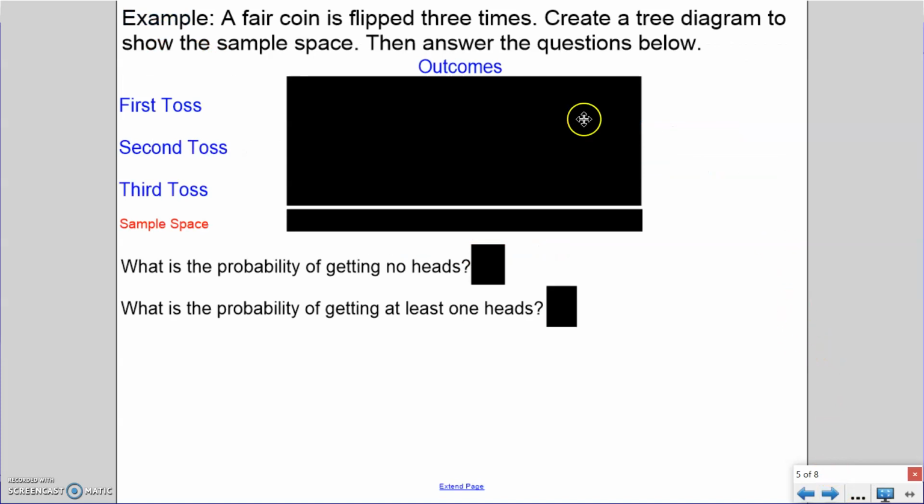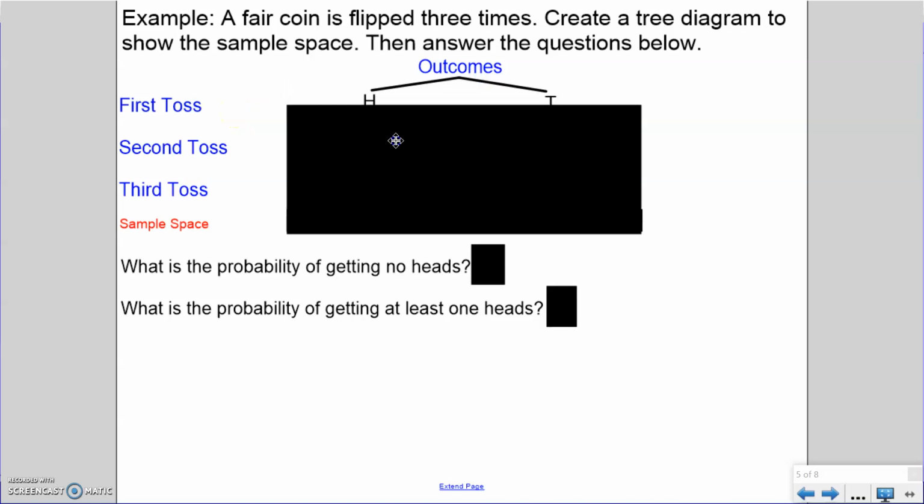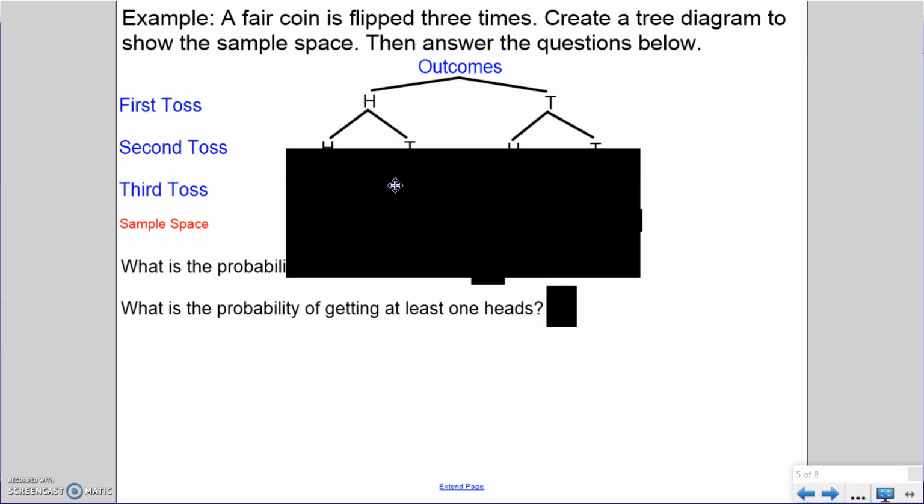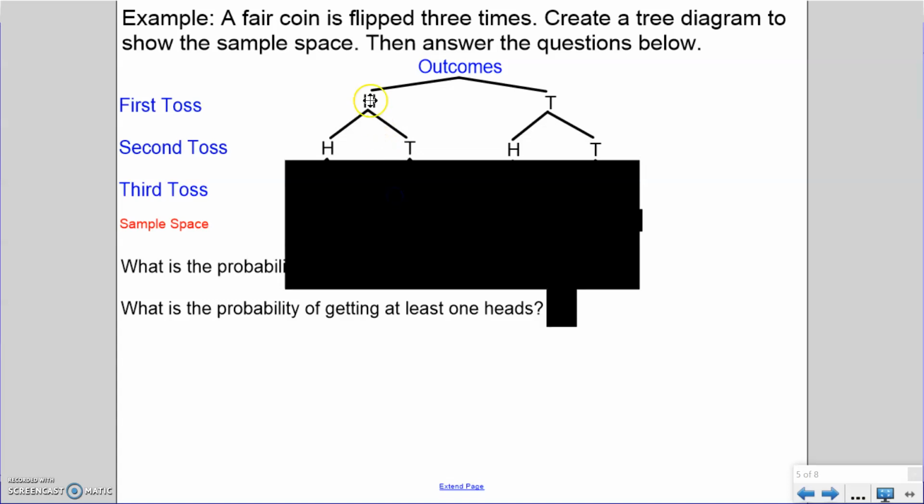So, for example, a fair coin is flipped 3 times. Create a tree diagram to show the sample space, then answer the questions below. So if you toss a coin, you either get heads or tails. Then we're going to toss again. We could again get a heads or tails. So here's an outcome: heads heads, or heads tails, or maybe tails heads, tails tails.